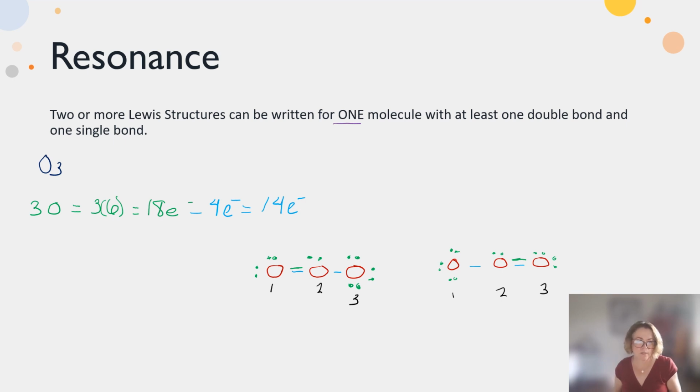The weird and interesting thing about this, and this is something to just tuck away for 1211, is that when we actually take a look at this molecule, we can tell that it's not really a double bond, and it's not really a single bond, but it's actually a hybrid of these two Lewis structures. We'll be talking about that a little bit more later.